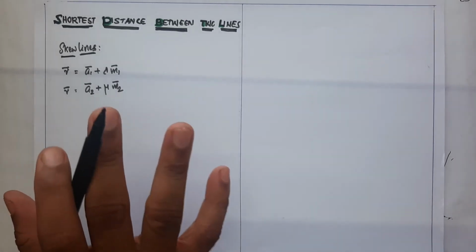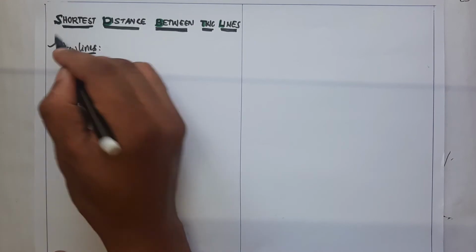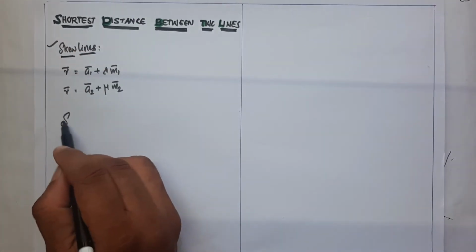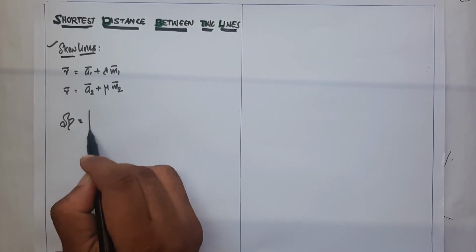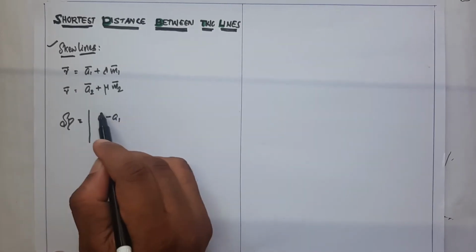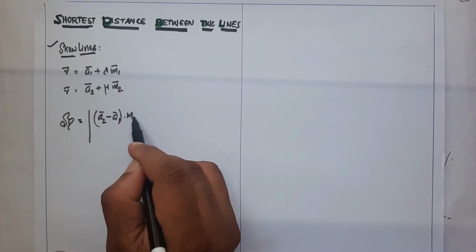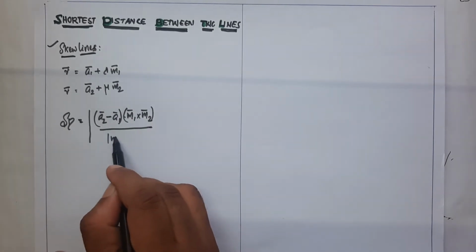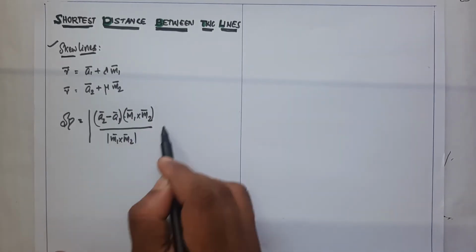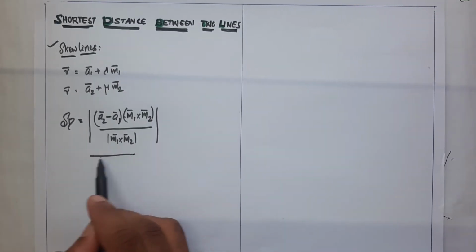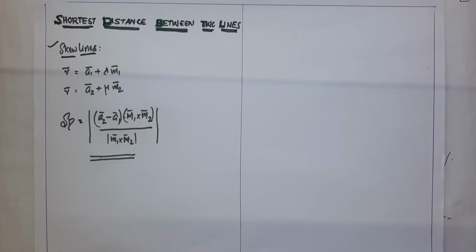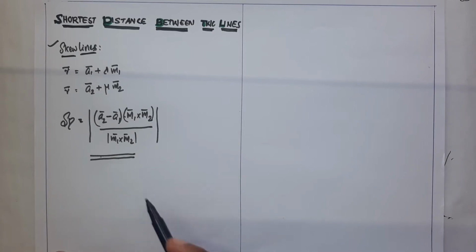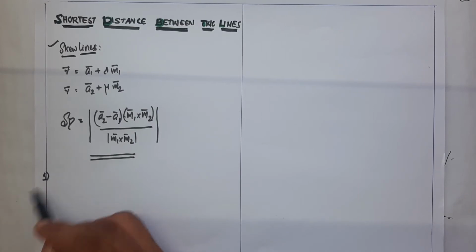So we learn the formula by heart. It's a very important section. Shortest distance between two lines. SD is equal to shortest distance between two lines. SD is equal to modulus of a2 minus a1 dot m1 cross m2 divided by modulus of m1 cross m2. First of all, you learn this formula by heart. Using this formula, now we do our first question.